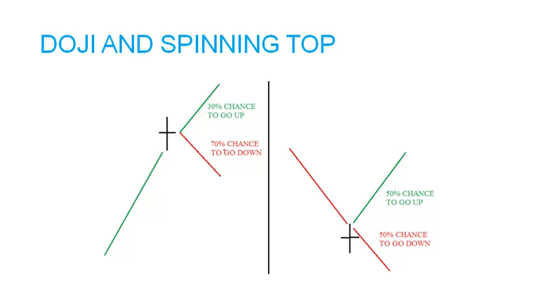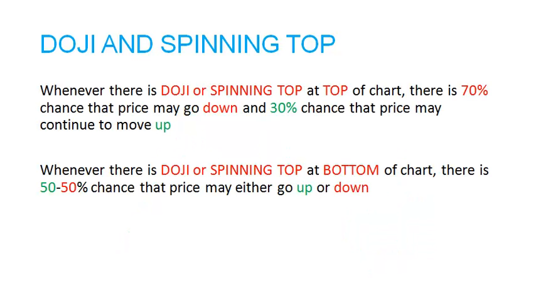To reiterate, whenever there is a doji or spinning top at the top of the chart, there is a 70% chance that the price will go down and 30% chance that the price will continue to move up. On the other hand, whenever there is a spinning top or a doji at the bottom of the chart, there is a 50-50% chance that it could go either way.